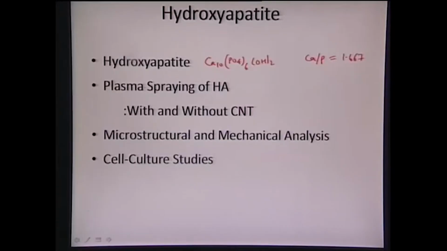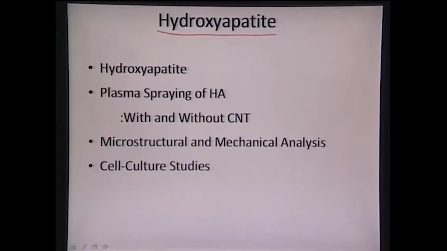Hydroxyapatite is well known as a very important material. It is described as Ca10(PO4)6(OH)2. It is an apatite structure with a calcium to phosphate ratio similar to that of bone, approximately 1.667. So hydroxyapatite is a well known biocompatible material with a Ca/P ratio of 1.67, and this material has been plasma sprayed with and without the carbon nanotube, denoted by CNT.